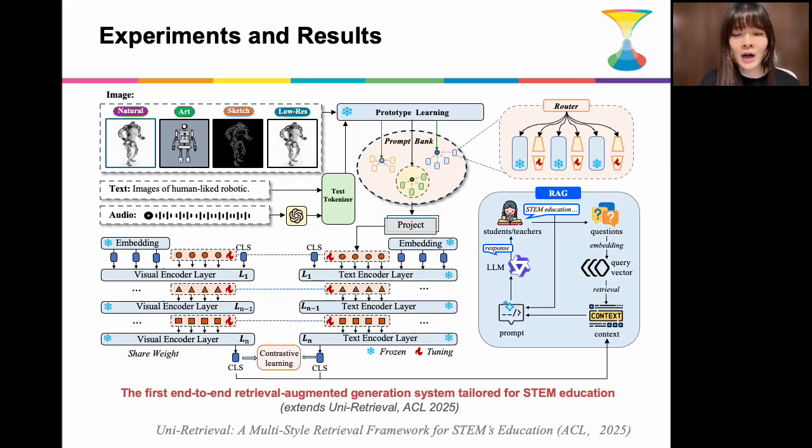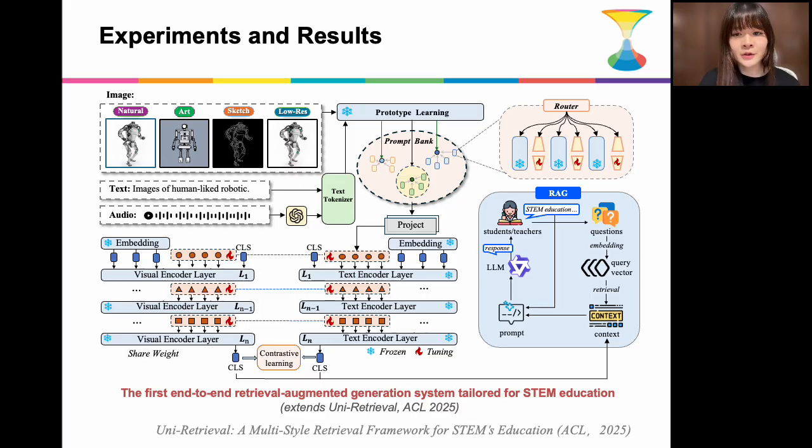The framework of our Uni-RAG has two main parts. The first part is Uni-Retrieval. It supports different query styles, including text, natural images, sketches, low-resolution images, and audio descriptions. The query is first mapped into a shared representation space through prototype learning, and then Uni-RAG uses a prompt bank with a mixture of experts and LoRA.